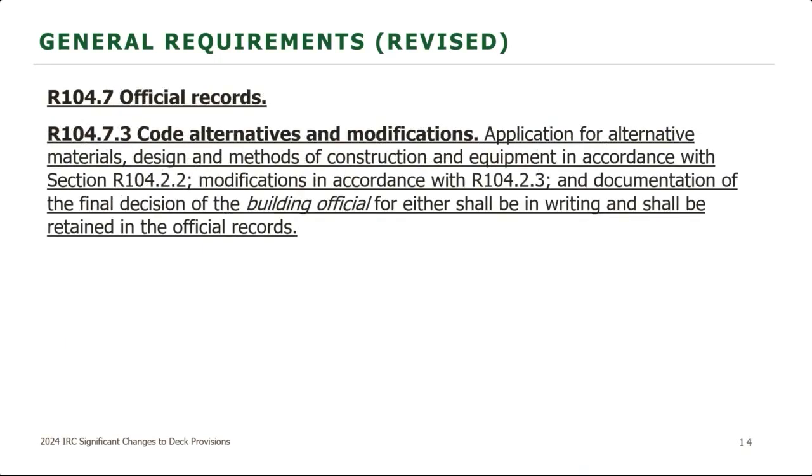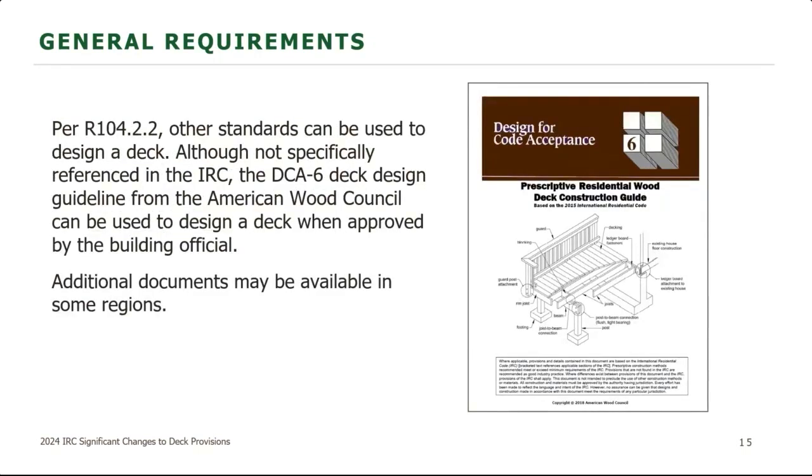One thing to keep in mind, section R104.7.3 lets you know that you need to maintain records of alternative materials, designs, and methods. So that has to be in writing and kept in the official records for as long as that deck is out there. And I mentioned this guide earlier, but AWC has our DCA 6 guide, which is our prescriptive residential wood deck construction guide, and that can certainly be used as an alternative.